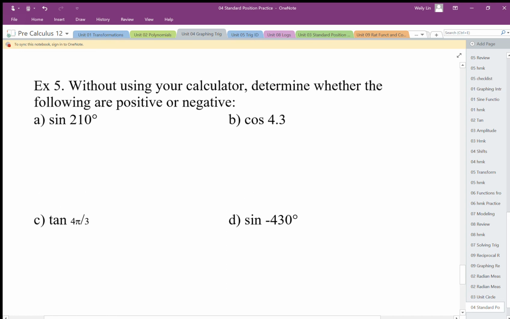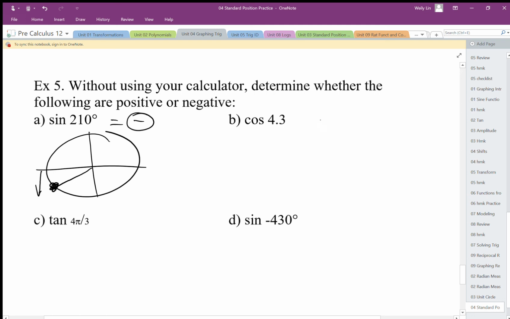Okay, so without using your calculator, I want you to determine if sine of 210 is negative. To do that, we need to establish the position of 210, and we know that sine is y, so it's going to be negative. Cosine of 4.3 radians. Well, 4.3 radians is somewhere around here, right? We know that this is 3.14. This is going to be 3/4, so 4.72, or 3 pi divided by 2. So we know it's got to be somewhere in here. Cosine is x, and x is negative, so we know that's going to be a negative.